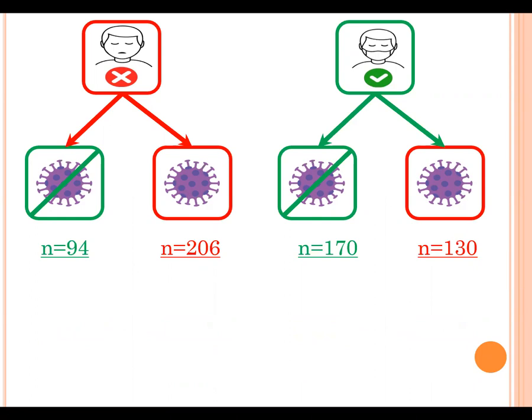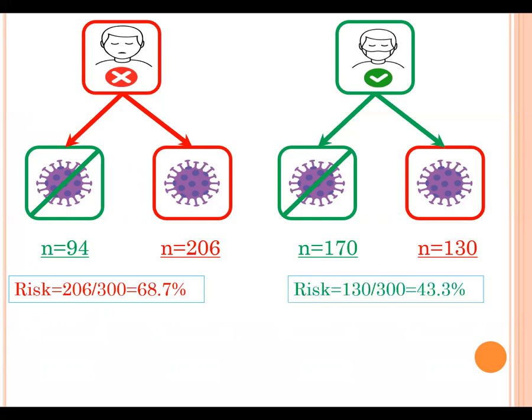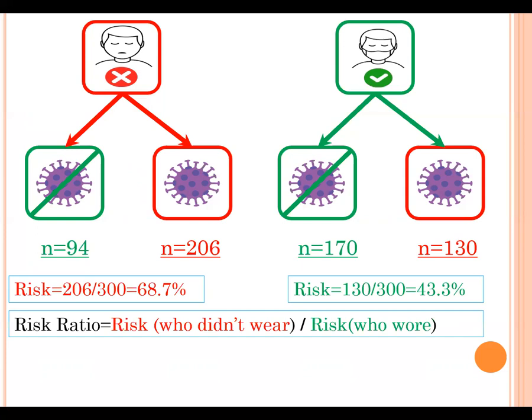Suppose from the data, we found the following result. Using the result, we can calculate the proportion of having coronavirus positive among those people who didn't wear a mask. That is called the risk among those people. Similarly, we can calculate the proportion of having coronavirus positive among those people who wore a mask. Then the ratio between the two groups is called the risk ratio or relative risk.